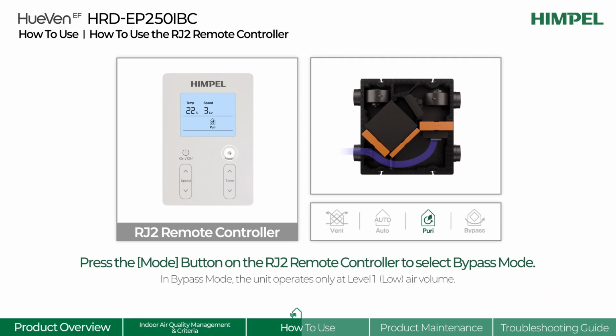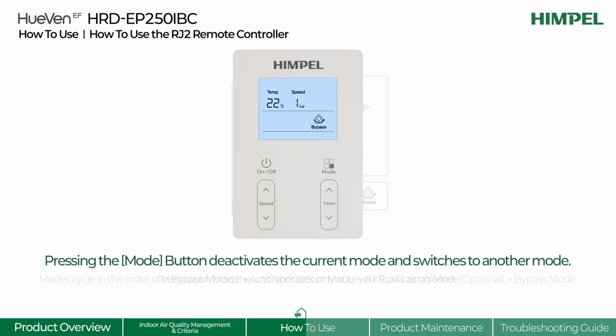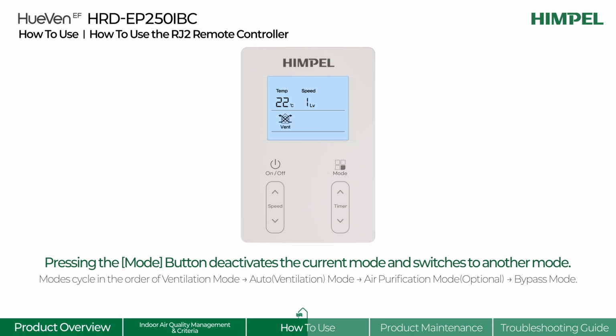Pressing the mode button on the RJ2 remote controller activates bypass mode, which operates only at low air volume. Pressing the mode button on the RJ2 remote controller deactivates the current mode and allows you to select another mode.